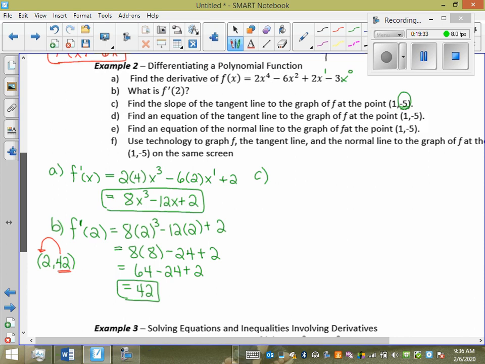Often you're not actually given the y value. Sometimes you're just given the x and you have to find the y, but the y is off of your original. It's an original point, correct, on the graph. So we just need to find the slope. Finding the slope means plugging it into the derivative, right? So if they want the slope at 1, they're really asking me to find f prime of 1. Because f prime is my tangent slope. They want it at 1.